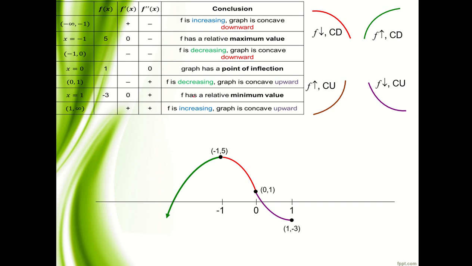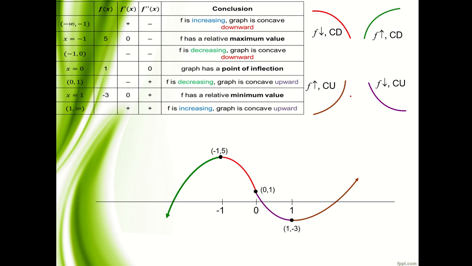And f has a relative minimum, so this is a minimum point. Now for the next interval, 1 to positive infinity, we have noticed that f is increasing, graph concave upward. Increasing f, concave upward, so we use this. So you see, we're able to sketch the graph without providing values of x and then solving for f of x, but we just use the theorem.